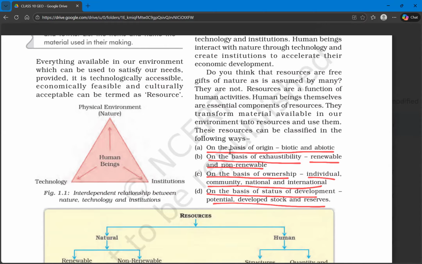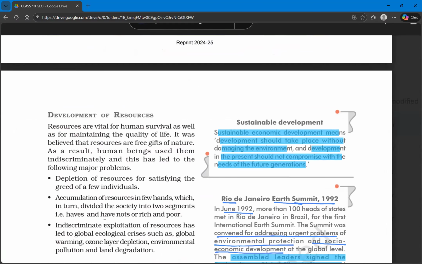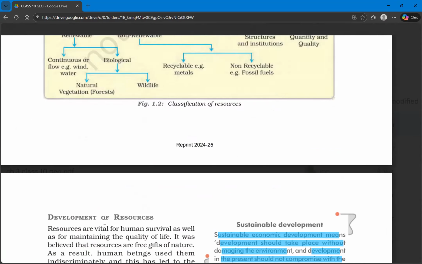Now, the resources can be classified in the following ways. On the basis of origin, they are biotic and abiotic. On the basis of exhaustibility, renewable and non-renewable. On the basis of ownership, we have individual, community, national, and international. And on the basis of status of development, potential, developed, stock, and reserves. Now we'll go through each one of them in detail.